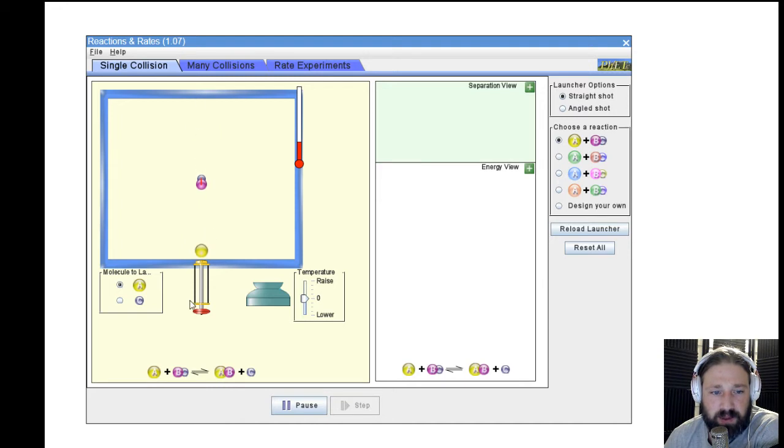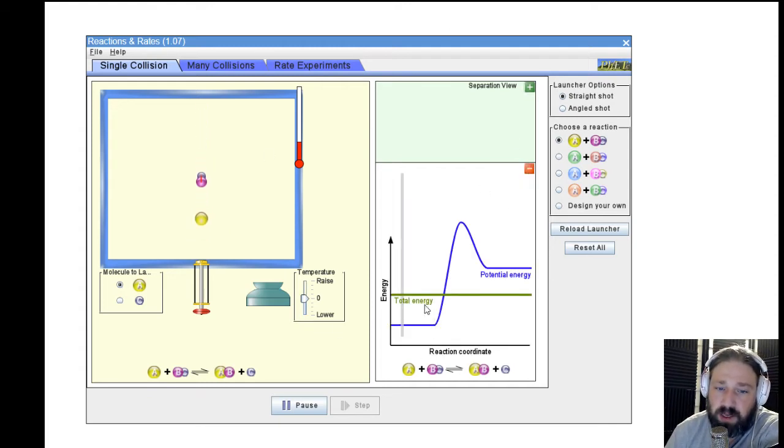They're bouncing around, they're bouncing off of each other, but nothing is happening. Remember that in order for this reaction to take place, it has to hit the right orientation. Well, the orientation is right. A is hitting B, so that's good. But what isn't happening is that it's not hitting with enough force. We need to start thinking about the energy diagram here.